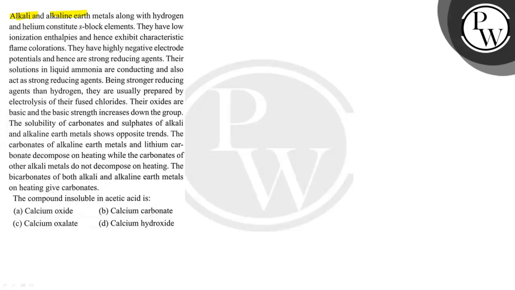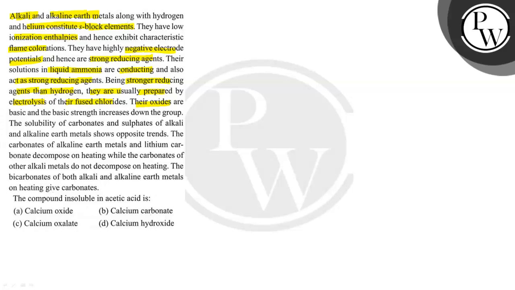Alkali and alkaline earth metals along with hydrogen and helium constitute s-block elements. They have low ionization enthalpies, hence exhibit characteristic flame colorations. They have highly negative electrode potential and are strong reducing agents. Their solutions in liquid ammonia are conducting and also act as strong reducing agents. Being stronger reducing agents than hydrogen, they are usually prepared by electrolysis of their fused chlorides.